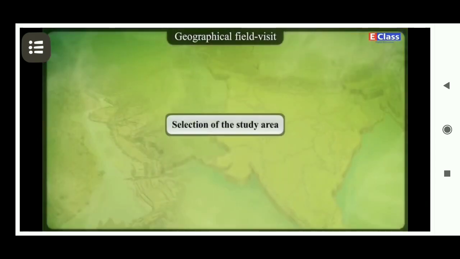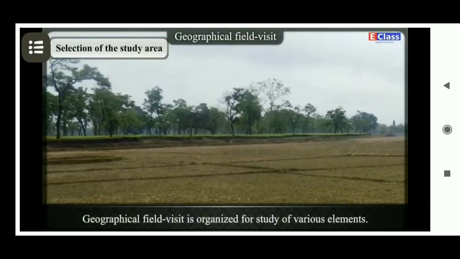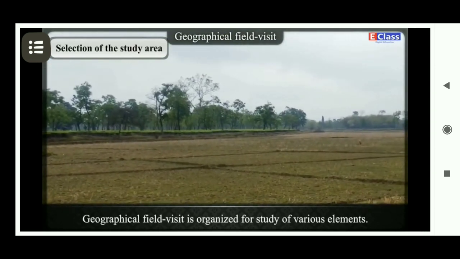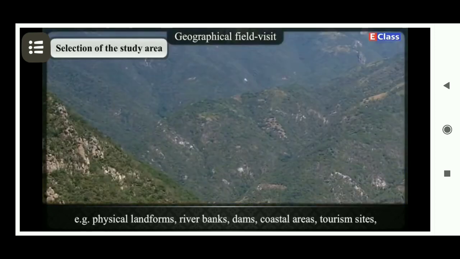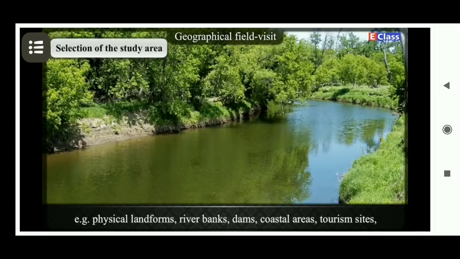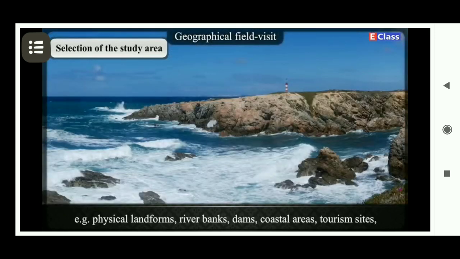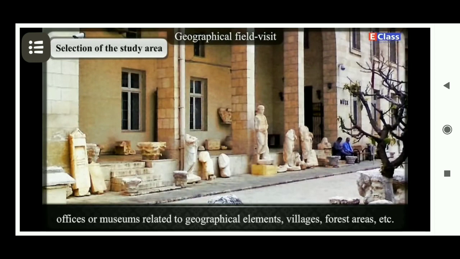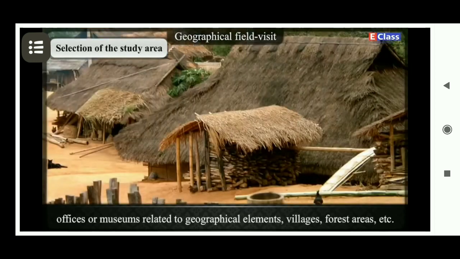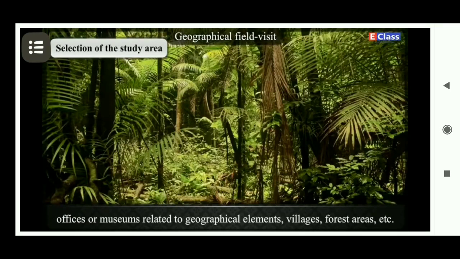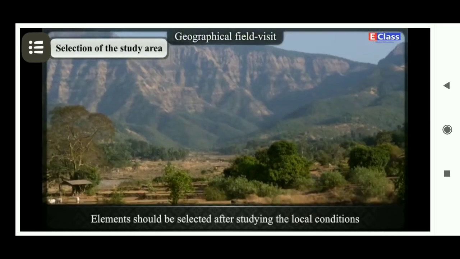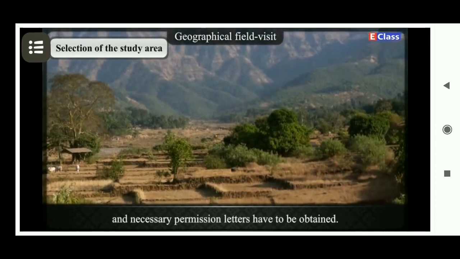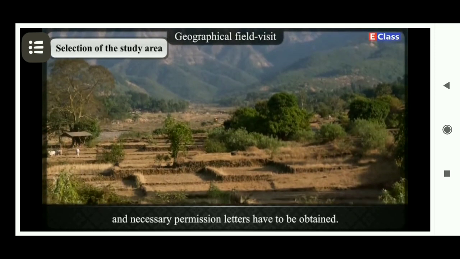Selection of the study area. Geographical field visit is organized for study of various elements. Example: physical landforms, riverbanks, dams, coastal areas, tourism sites, offices or museums related to geographical elements, villages, forest areas, etc. Elements should be selected after studying the local conditions and necessary permission letters have to be obtained.